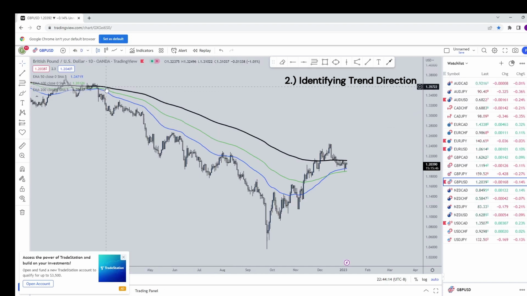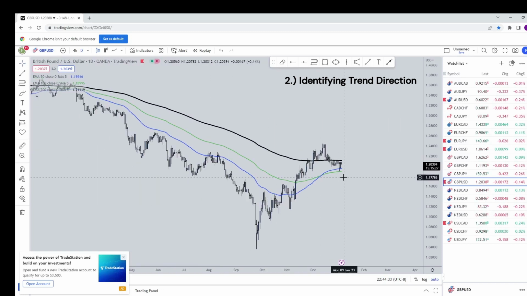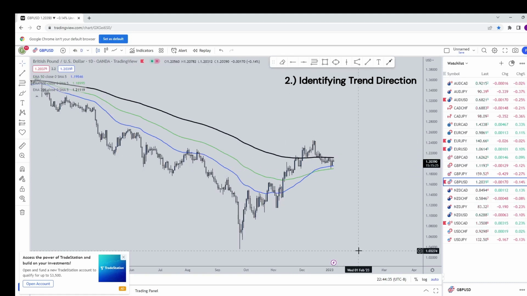Second part of identifying the trend is identifying which direction the EMA is moving. So as you can see, all of these lines, the blue, the green, and the black, are pointing in a downward slope. That automatically tells you that these EMAs are in a downward direction, which means that this pair, the Great British Pound and the US dollar, is in a downward trend, which means that we as traders have to look for opportunities to trade it downward.